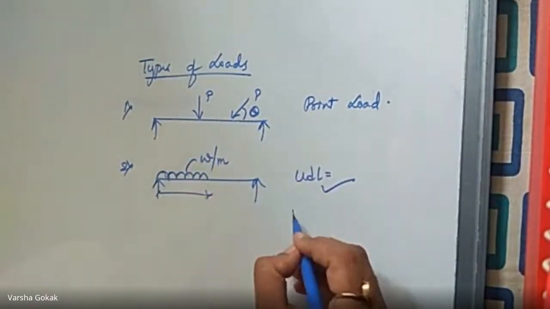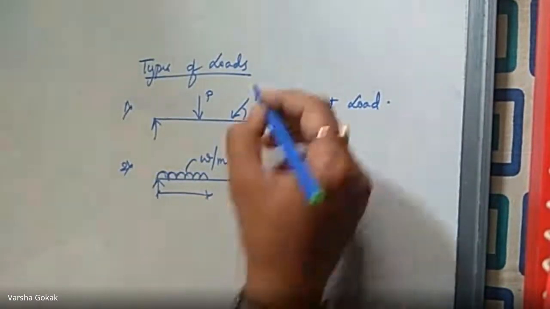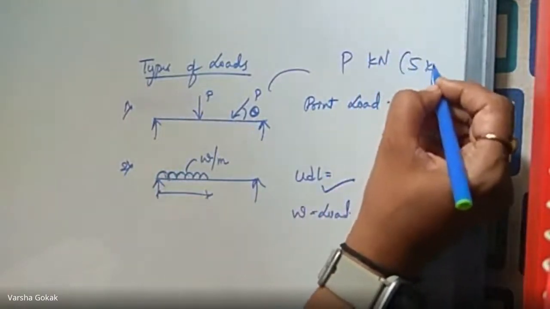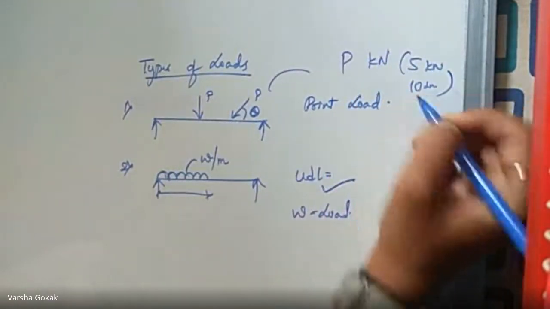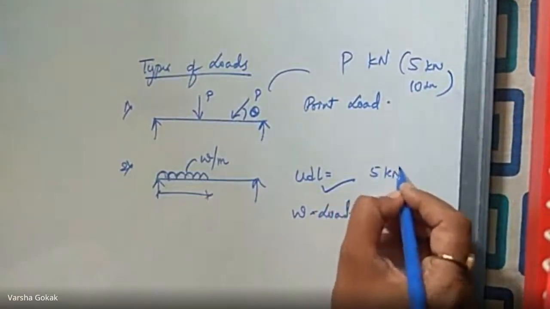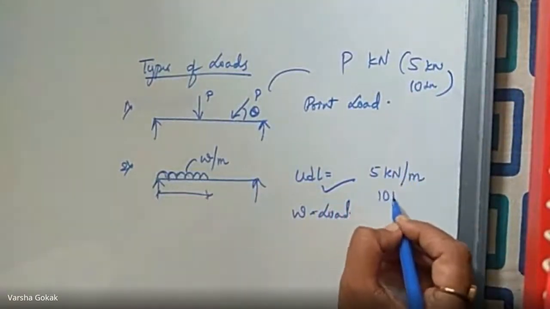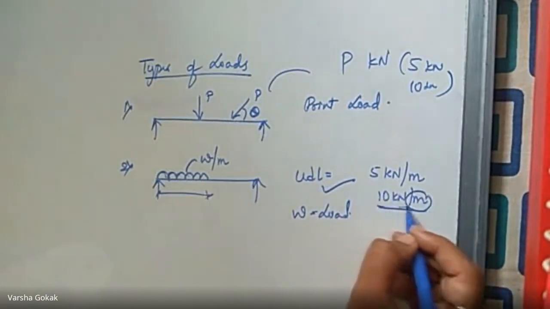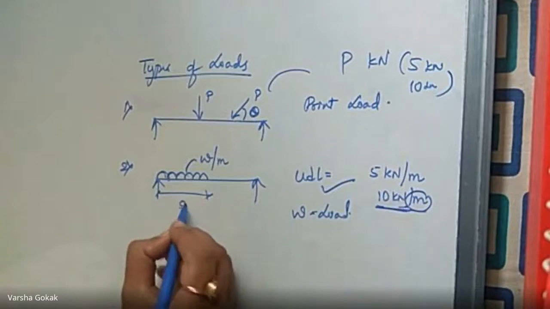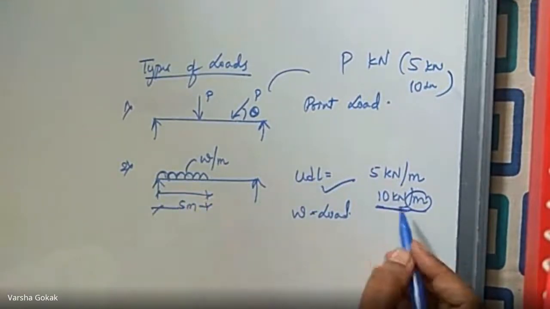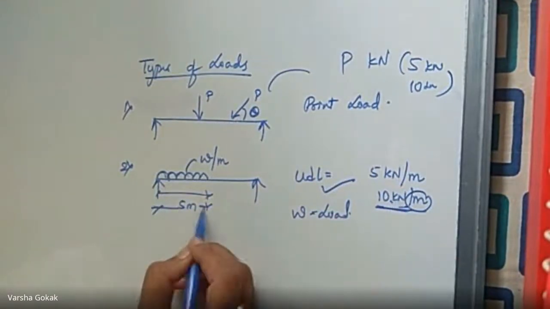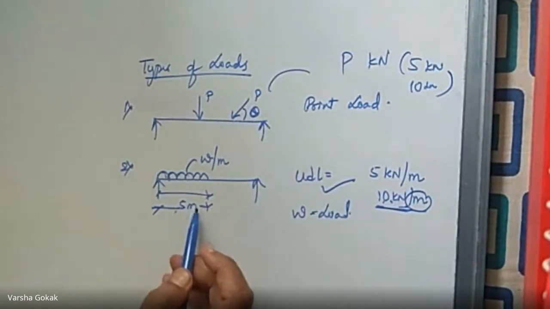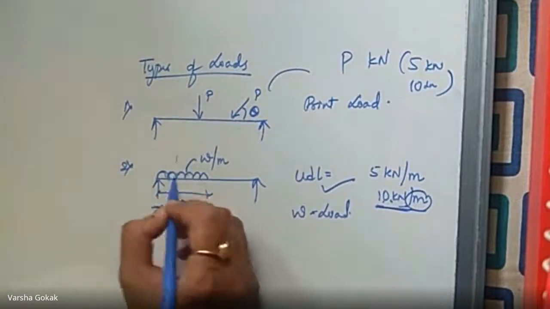So W is usually the load. When I talk of P, it is going to be P kilonewton. That's why you write 5 kilonewton, 10 kilonewtons like that. And when I have a UDL, it is going to be 5 kilonewton per meter, 10 kilonewton per meter, meaning for 1 meter, it is 10 kilonewton. And if this is for say 5 meters, meaning for 1 meter it is 10, then for 5 meters how much? That is why you do 10 into 5. That's 50 kilonewton acting at the center of this, right?